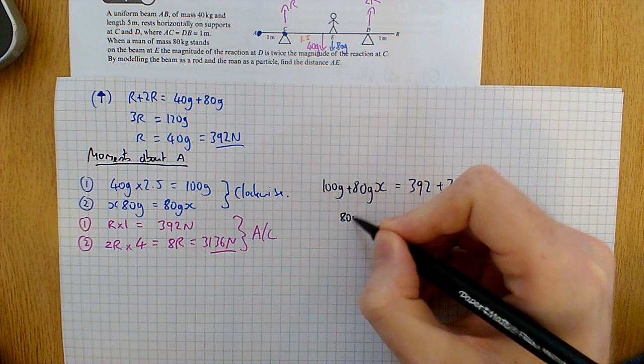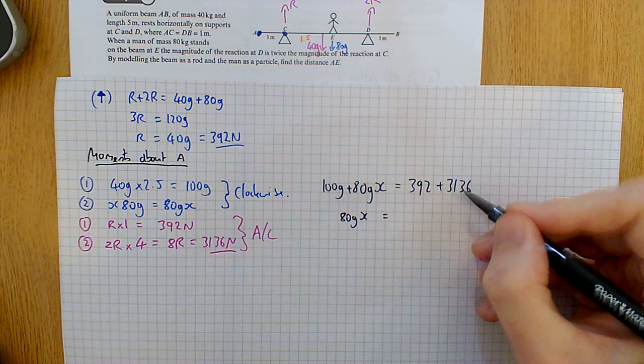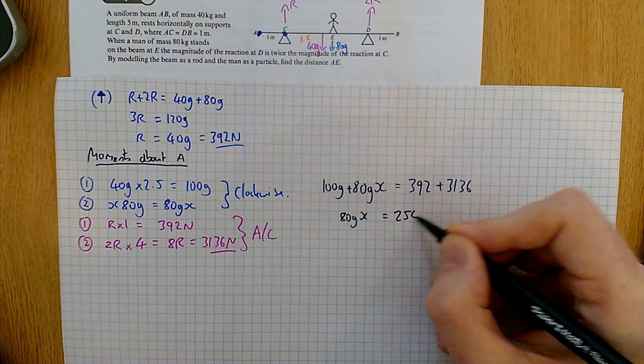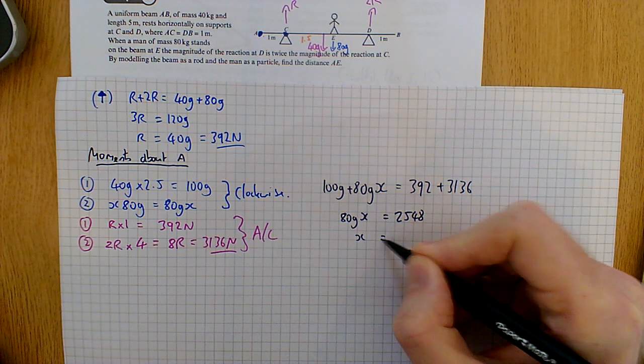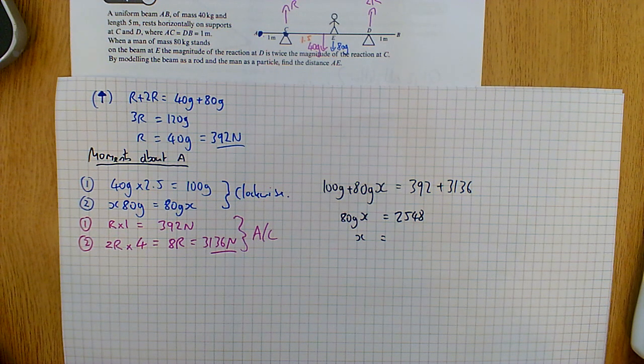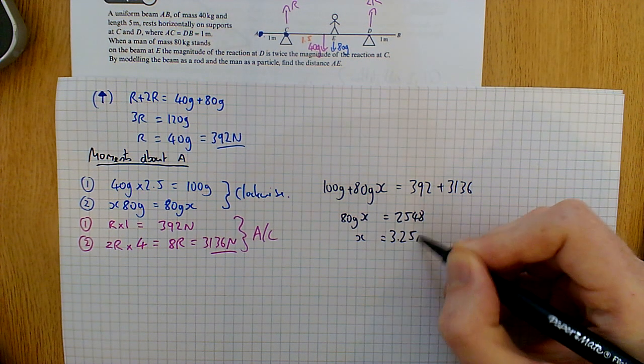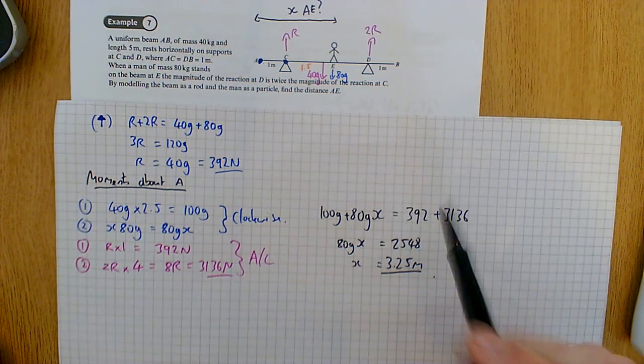So when we rearrange, we get 80gx is going to be these two added together minus 100g. So we've got 392 plus 3136 minus 100 times 9.8, which is going to give us 2548. All we need to do is divide that by 80g. So 2548 divided by 80 times 9.8 gives us 3.25.